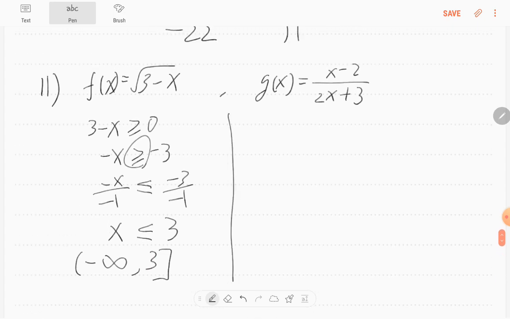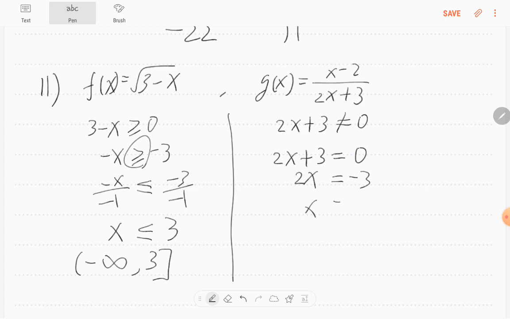For function g, because 2x plus 3 is in the denominator, it requires that 2x plus 3 cannot be 0. So let's look at where 2x plus 3 equals 0. We solve for x: 2x equals negative 3, so x equals negative 3 over 2. When x equals negative 3 over 2, 2x plus 3 would be 0, but we don't want that. So in other words, x cannot be negative 3 over 2.